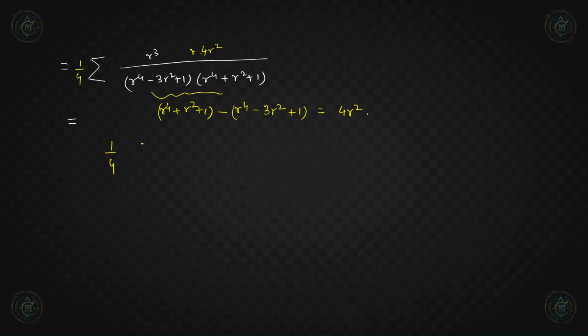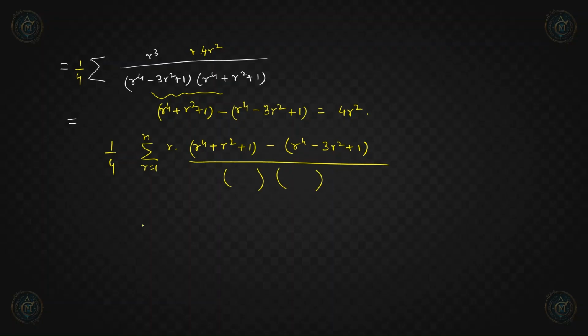So this will be 1 by 4 times summation r equal to 1 to n, then r times this 4r square we can write as the difference of these two terms, right? R to the power 4 plus r square plus 1 minus r to the power 4 minus 3r square plus 1, divided by the product of these two terms. Okay, so we can split these two terms, r equal to 1 to n, then we have r here, and then we have 1 by r to the power 4 minus 3r square plus 1 minus 1 by r to the power 4 plus r square plus 1.